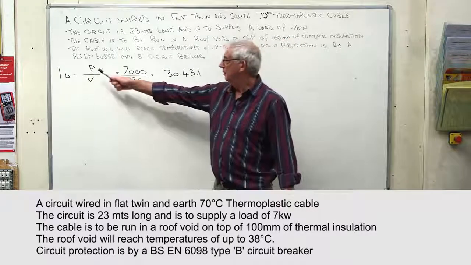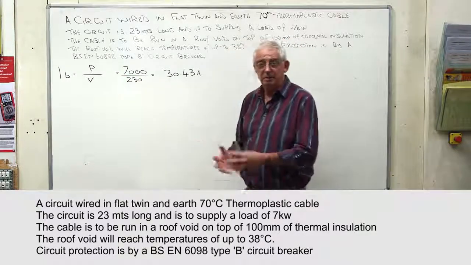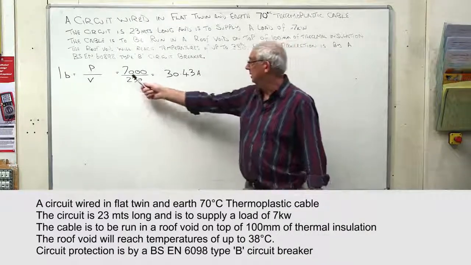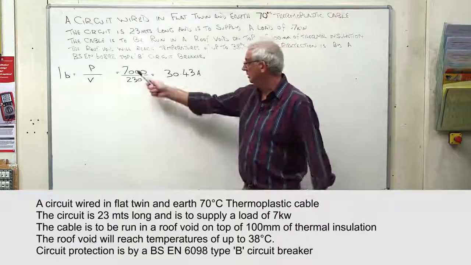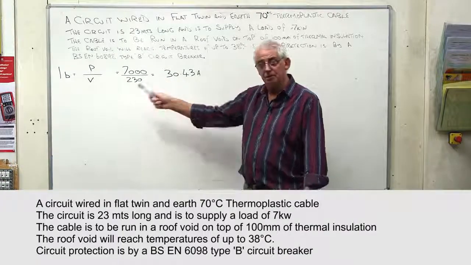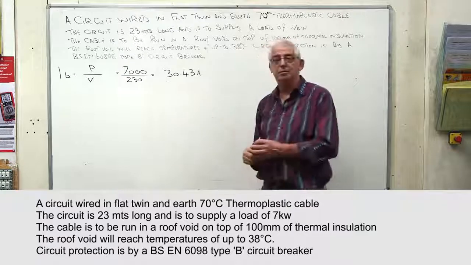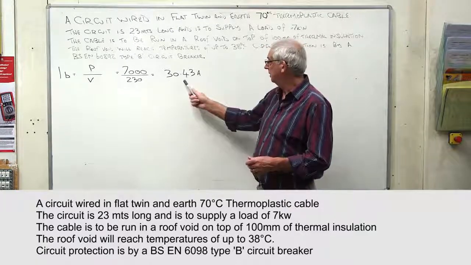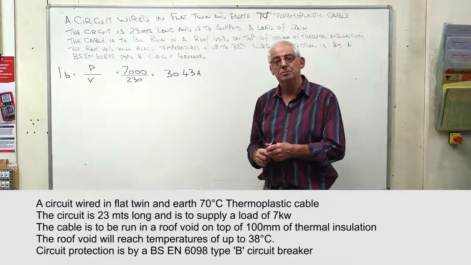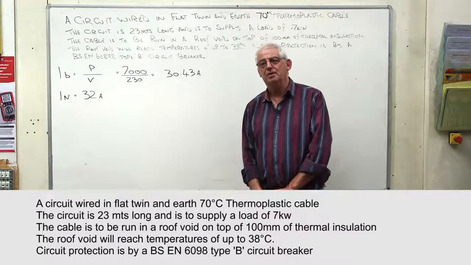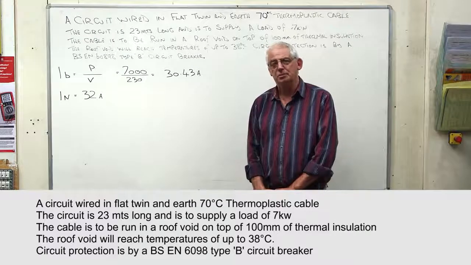If we divide the power by the voltage, that will give us current. So our load is going to be 7 kilowatts, which is 7,000 watts. If I divide it by 230 volts, I end up with a current which is going to be flowing in the cable of 30.43 amps. That's our design current. And I now need to find a protective device which is suitable for it.